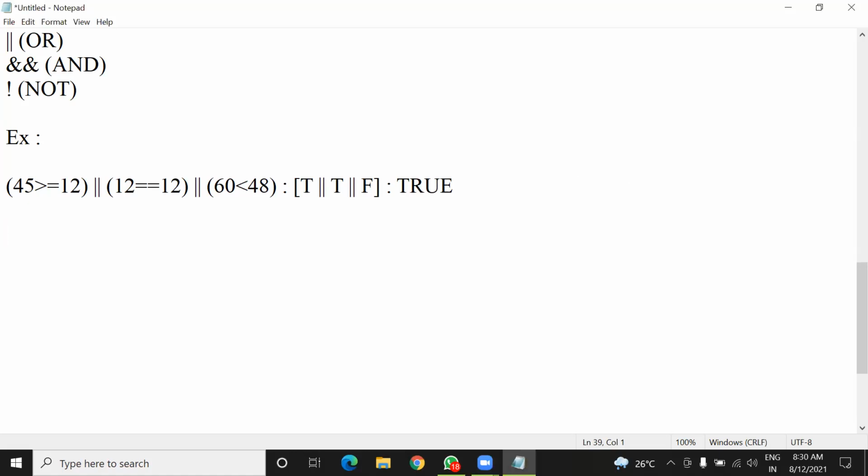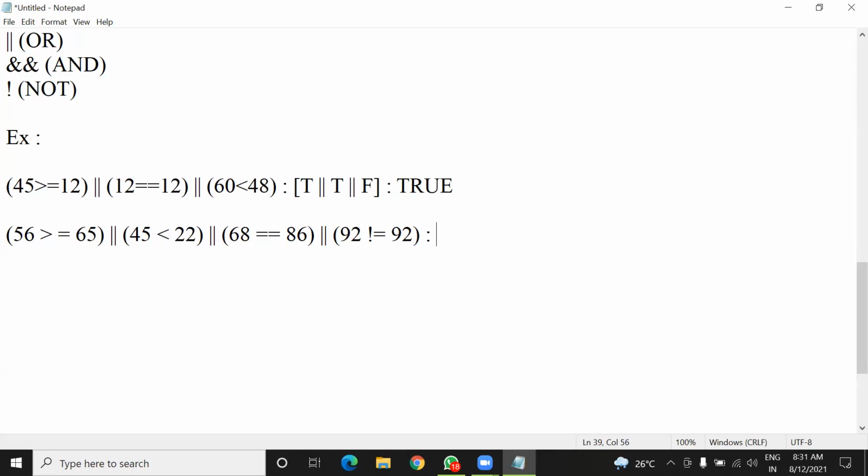Now let us take another example. 56 greater than or equal to 65 OR 45 less than 22 OR 68 equals to 86 OR 92 not equals to 92. Now tell me the overall result. What will be the overall result?